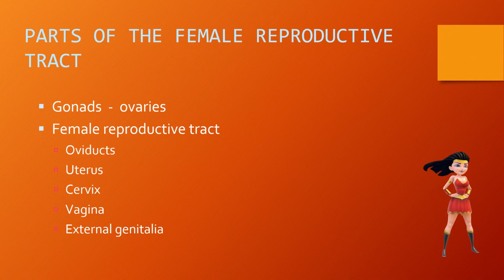Now we go to the anatomy. Okay, so the parts of the female reproductive tract would be the gonads, which are the ovaries, and the female reproductive tract comprising the oviducts, uterus, cervix, vagina, and the external genitalia.